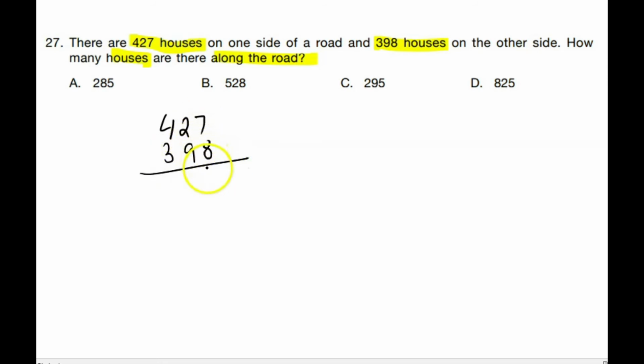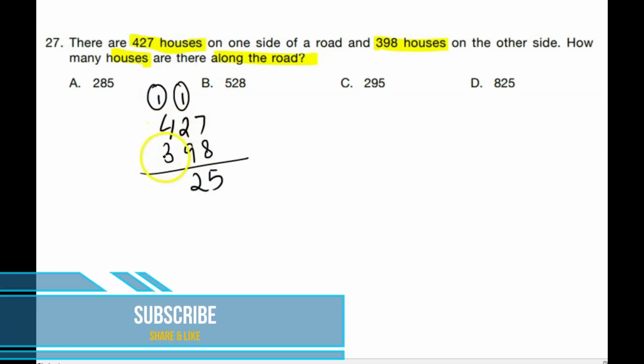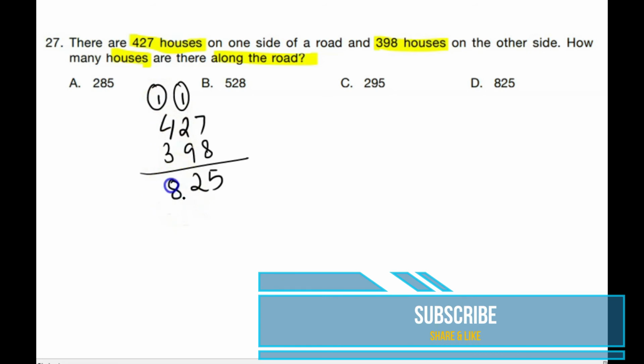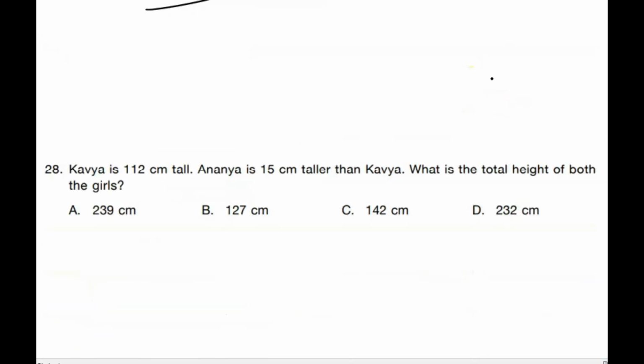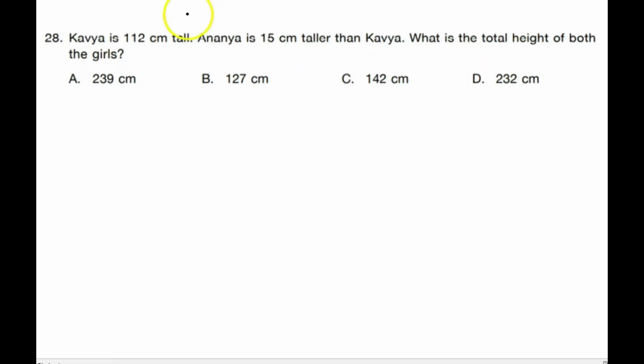398. 8 plus 7 is 15. 9 plus 3 is 12. Carry over 1. 4 plus 3 is 7 plus 1, 8. 825. Option D is correct. Next question. Question number 28.